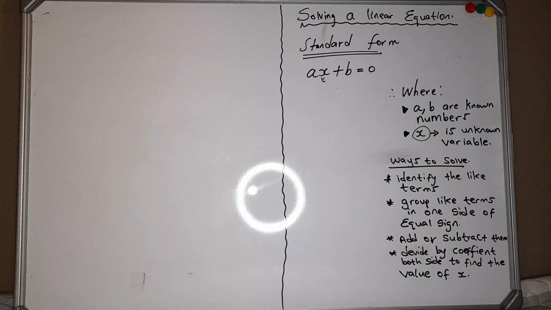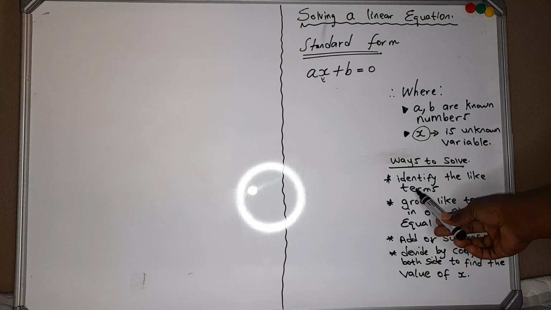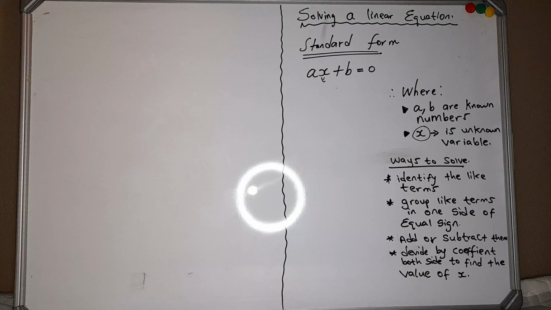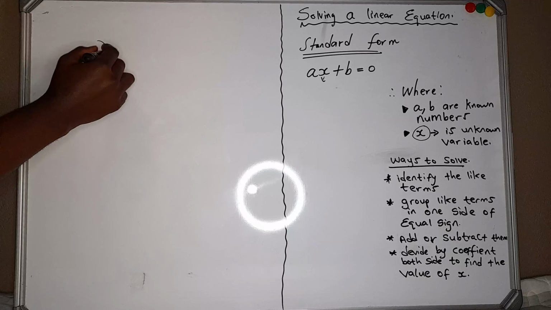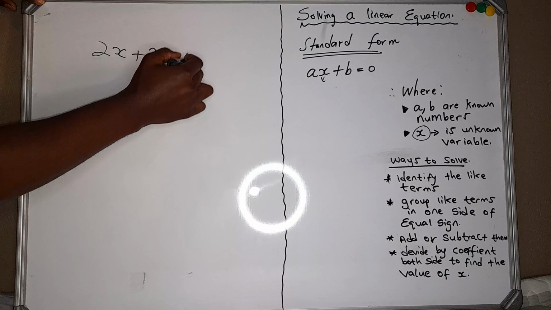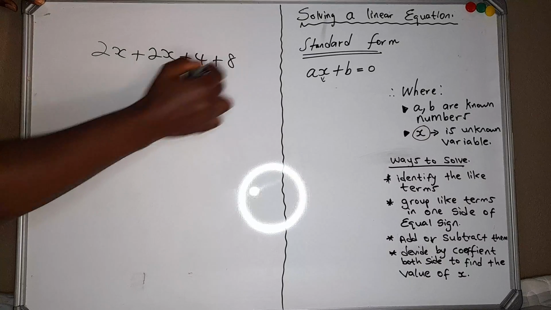When they ask you to solve for x, we have ways to solve for x. First, you must identify the like terms. When we talk about like terms, we are talking about terms which contain the same characteristics. Let's take, we have 2x plus 2x plus 4 plus 8.